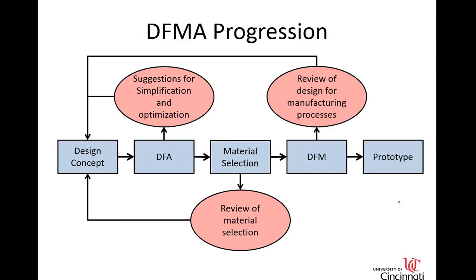So what the process looks like when you actually implement design for manufacturing assembly into a process. Well, you've got the concept of your design, and then you go to design for assembly. Look for any suggestions that might impact your assembly of your process. So in other words, you're looking at how the parts are put together, things that need to be combined and eliminated.